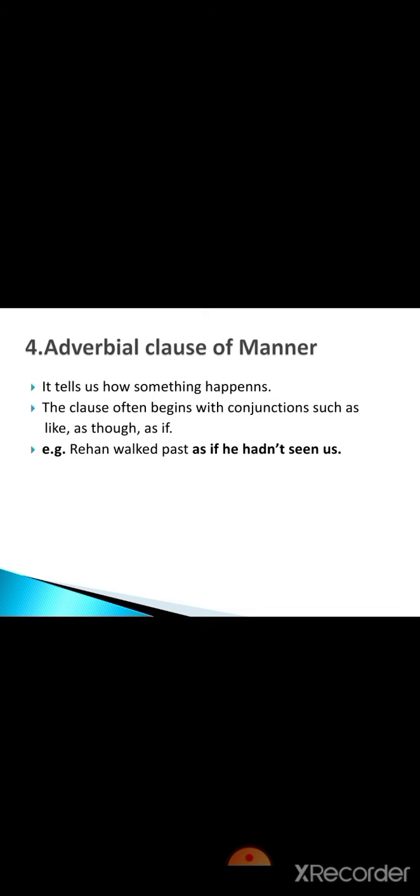Adverbial clause of manner. It tells how something happens. The clause often begins with conjunctions such as like, as though, as if. For example, Ehan walked past as if he had not seen us. So they are just telling the manner, how.